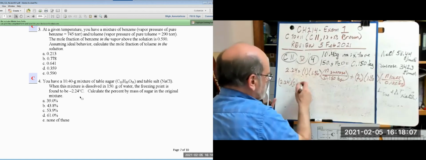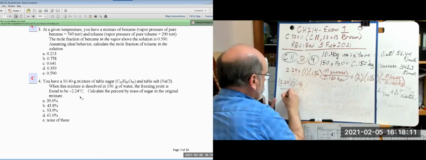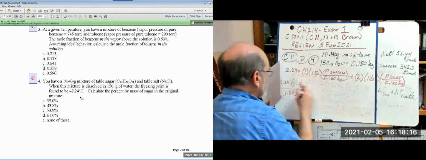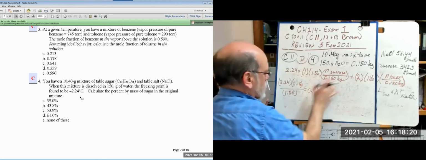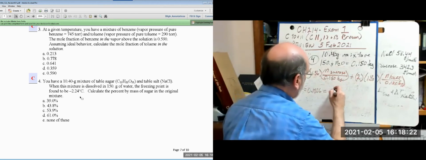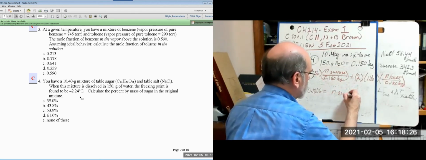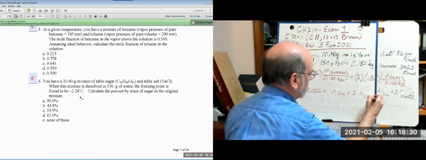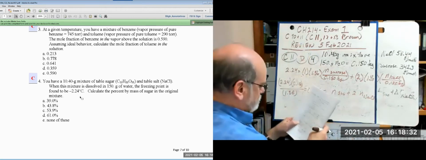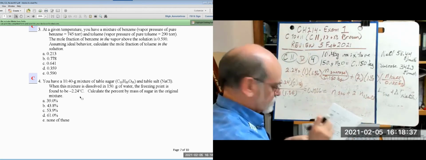0.15, because it was in the denominator over here, and this one's in the numerator, 1.86. And that together is 0.1806. So all that is equal to now 1 times the moles of sucrose plus 2 times the moles of sodium chloride. All right. With me so far?